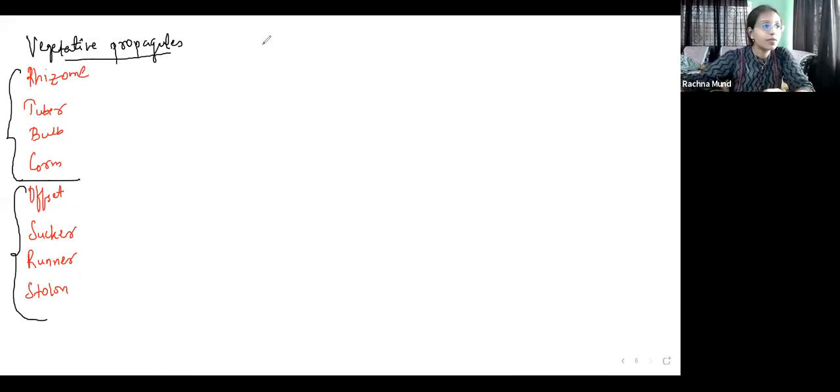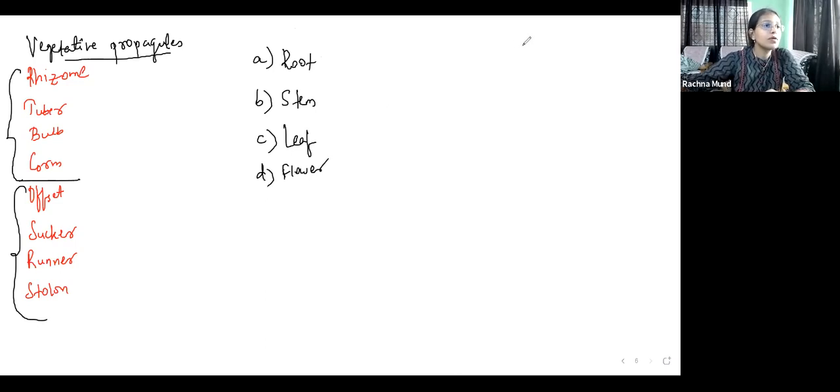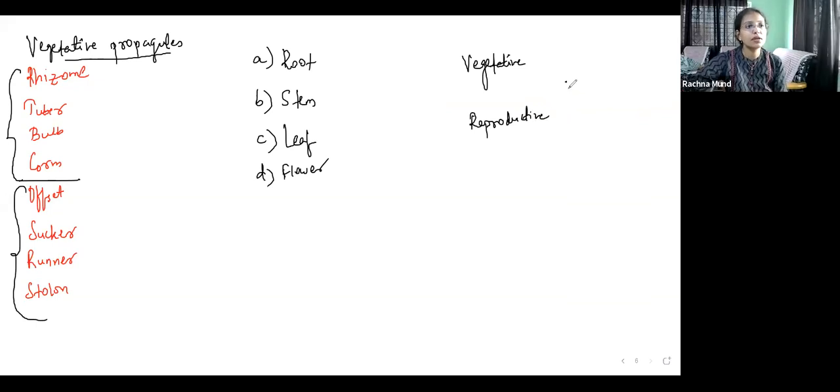Coming back, a question for you. In a plant, pick out the vegetative organs. Multiple choice answer. Root, stem, leaf, flower. Who are the vegetative organs? Plants have vegetative and reproductive organs. There are two types of organs in plants. So who are the vegetative and who are the reproductive? Out of these four, pick fast. Hurry up.